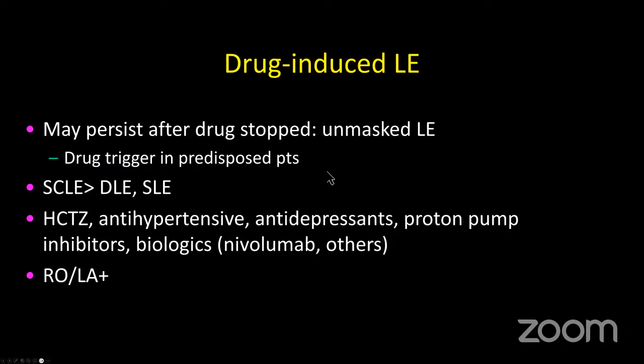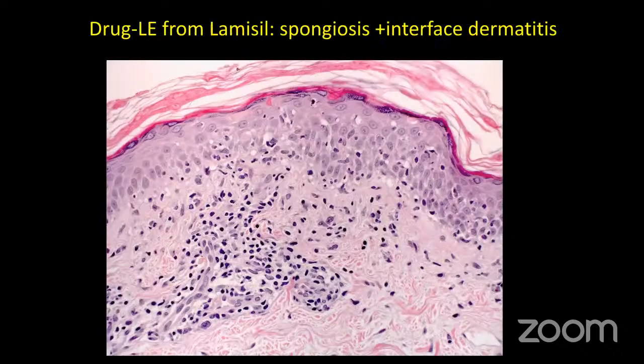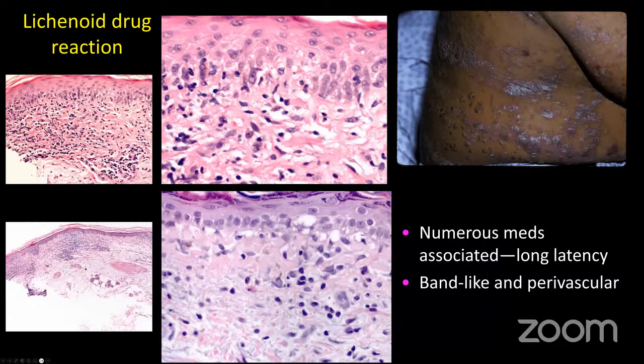Now, sometimes the drug can unmask lupus. So you have to also realize that could be the case. You might stop the drug and they might still continue to have their lupus condition. And with drug, you can also see positive Ro and La. So that's not going to necessarily put you in the idiopathic camp. Here's just an example of drug-induced lupus from Lamisil. This one has a little more spongiosis, so that might put you more in the camp of drug. As I mentioned before, a combination of spongiosis and interface change could be more drug. And then here's the example of a drug reaction.